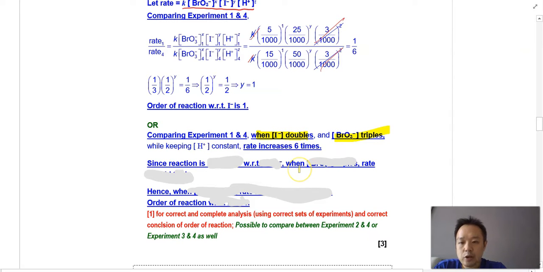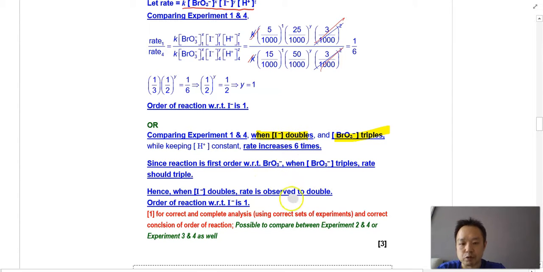So once this is done, you cannot jump straight to say that, oh, therefore it's 1. Alright, we need to see a clear reasoning. Since the reaction is first order with respect to BrO3 minus, when BrO3 minus triples, rate should triple. So as a result, BrO3 minus triples, rate increases 3 times, but we see an increase of 6 times when I minus doubles. So as a result, when I minus doubles, the rate is observed to double. Double from 3 times to 6 times, and therefore it's proportional, and therefore the order of reaction with respect to I minus is 1.